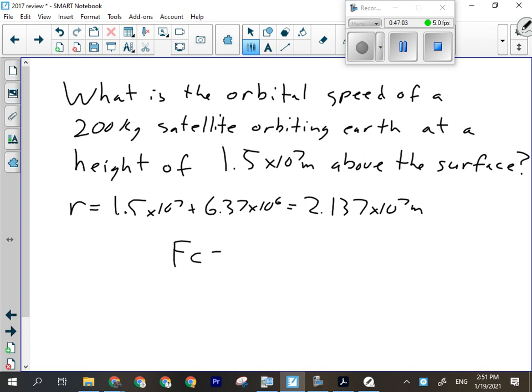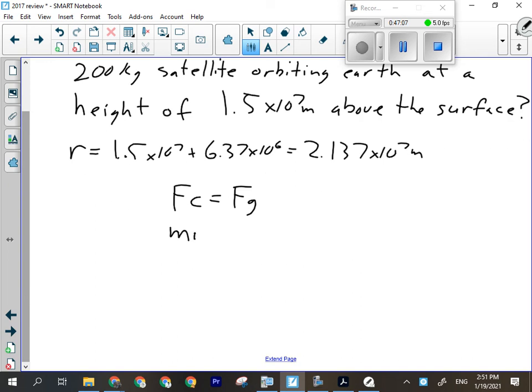It's a satellite. FC equals FG. So that means mv squared over r equals big G times mass 1 times mass 2 over r squared. Did I need to give you the mass of the satellite? No. So the mass of the satellite is canceled. I'm looking for how fast it's moving, right? So looking for v.